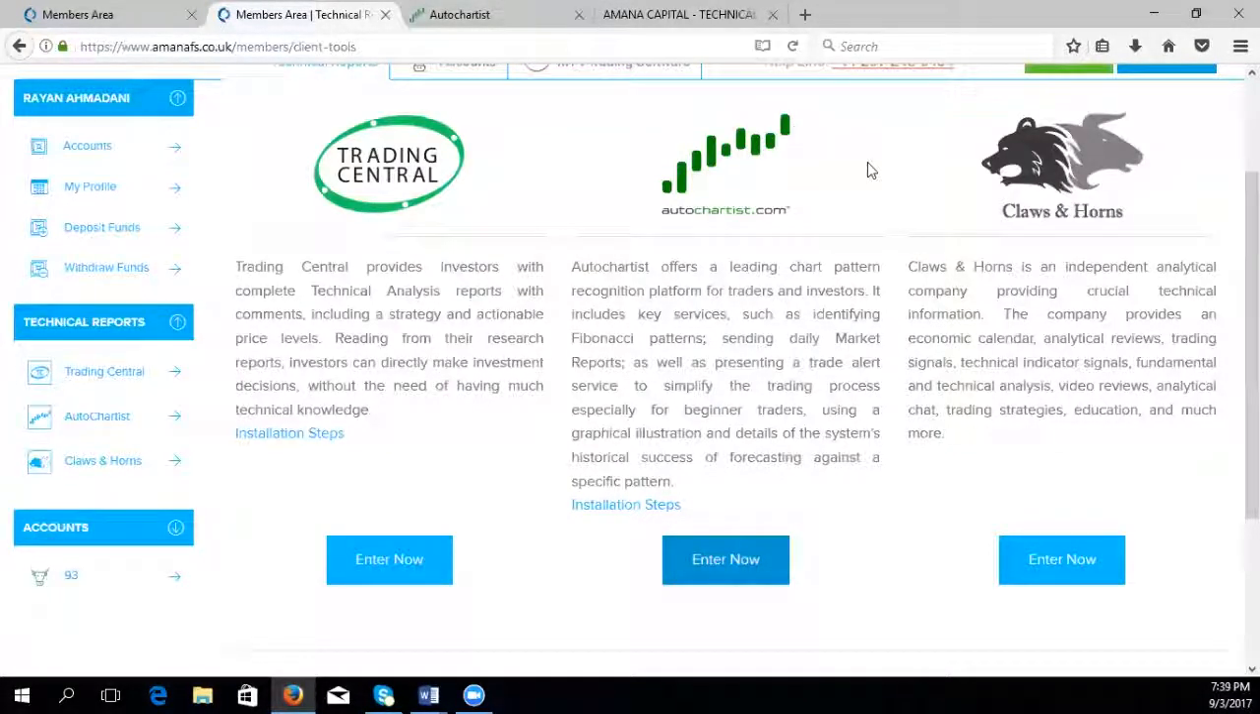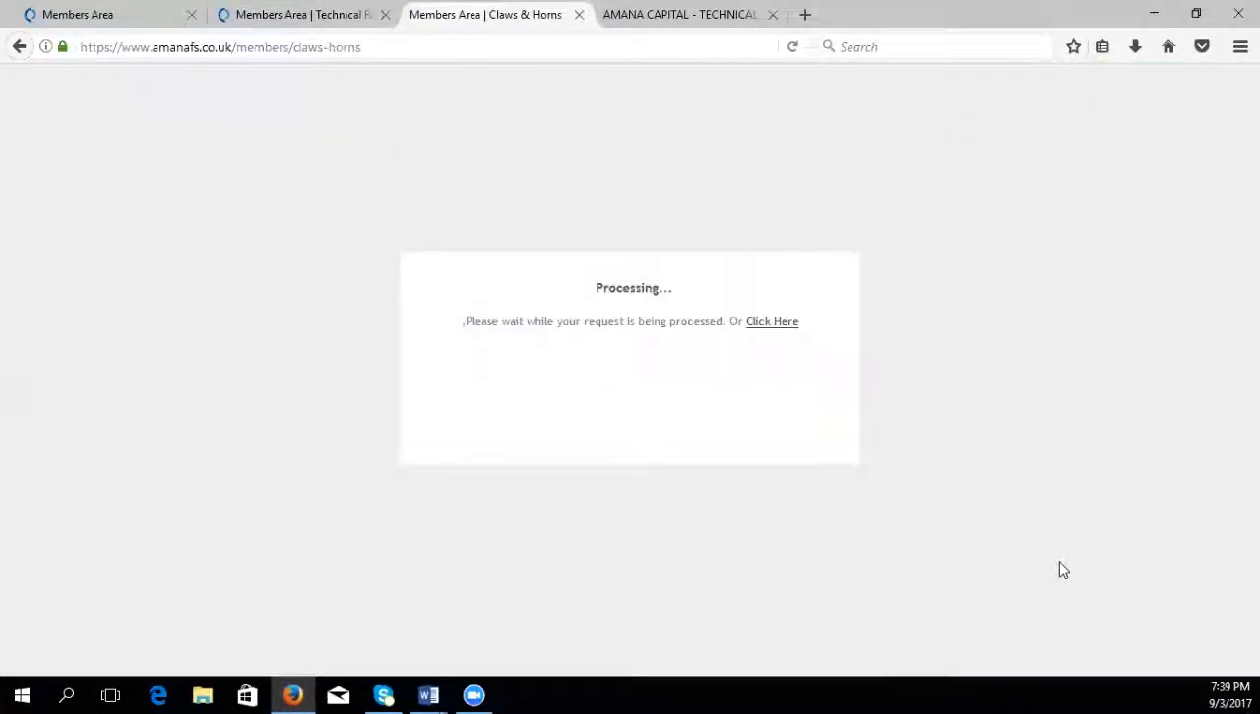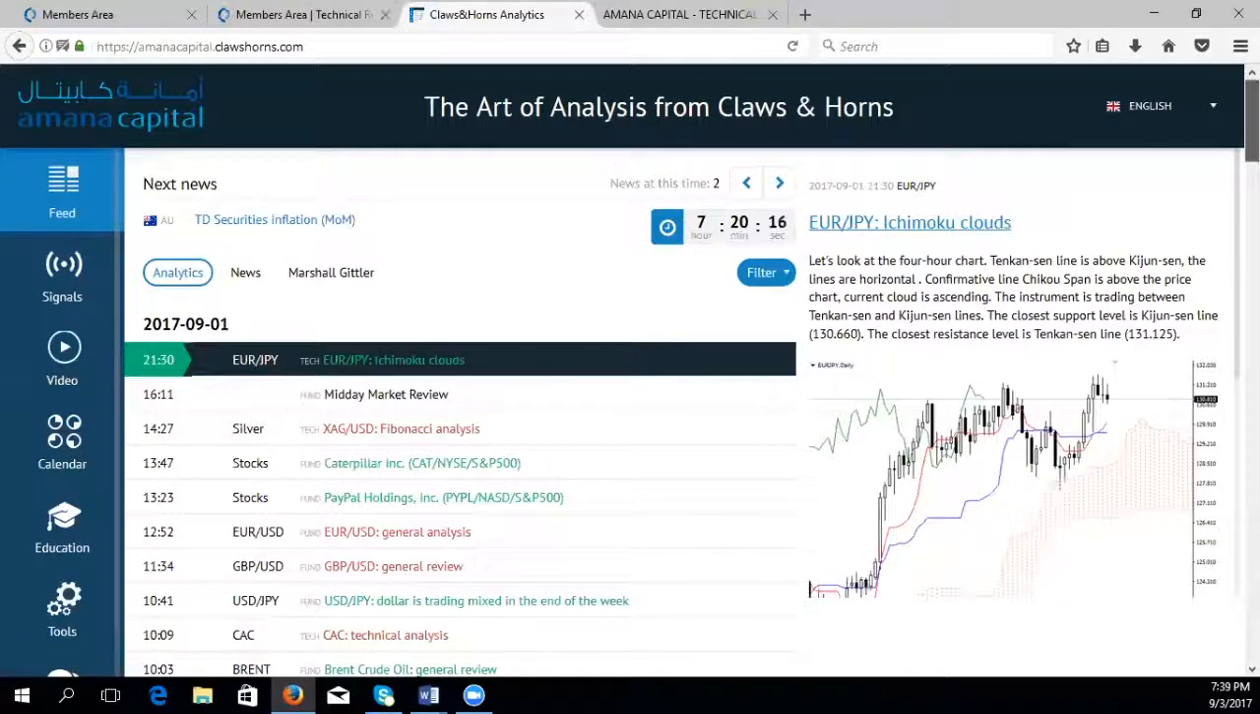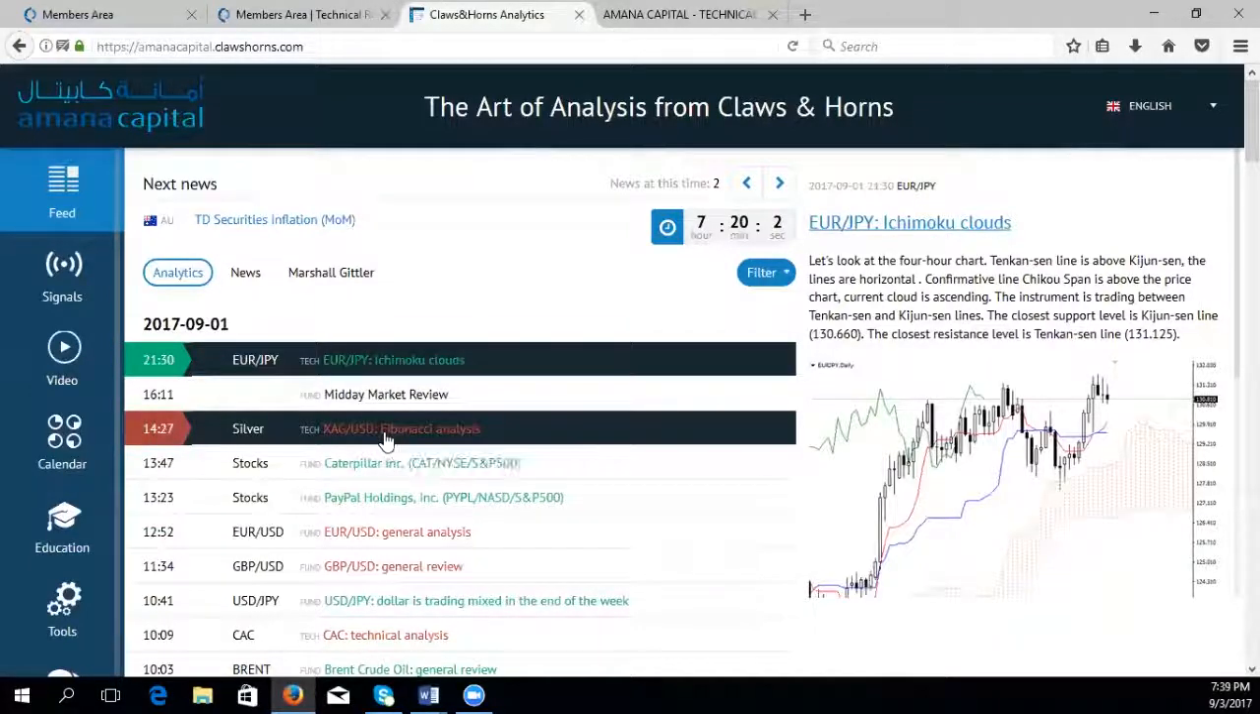Now, the last resource we have here is the Clouds and Horns. Again, enter now. All right, so this is the homepage of Clouds and Horns. And personally, for me, I think Clouds and Horns is more distinguished because of the way they write their technical analysis. So let's see here. Let's see the silver.